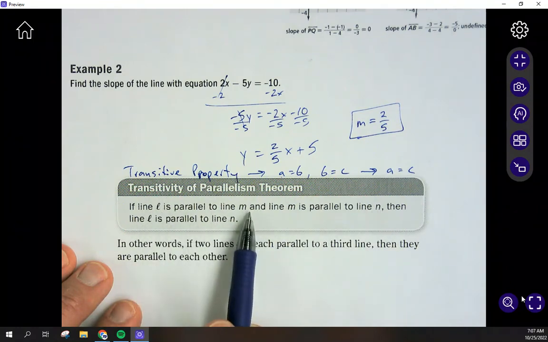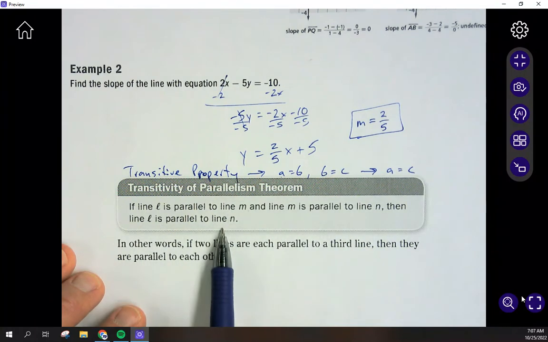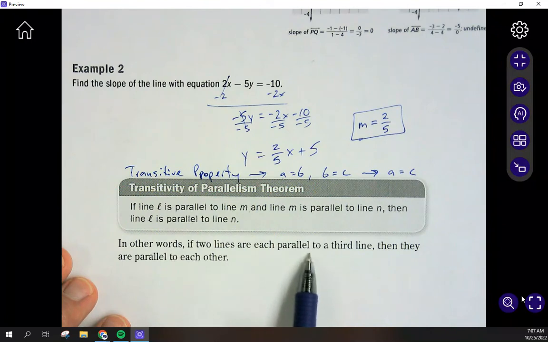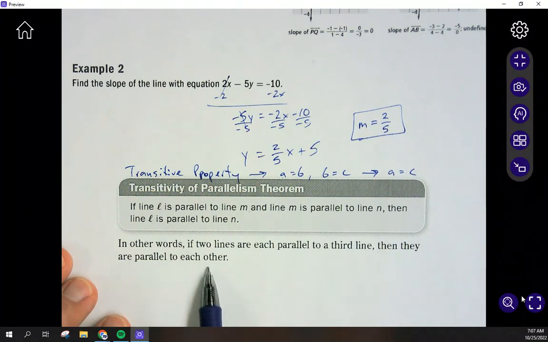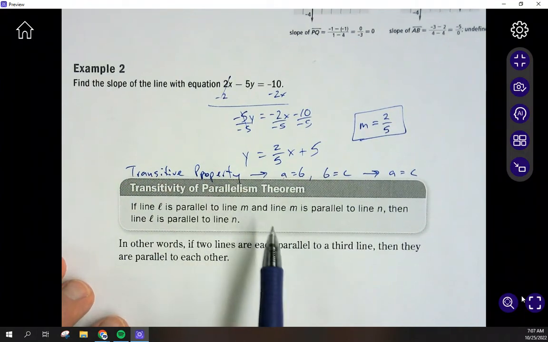So 2 lines are parallel. This one's parallel to another one. That means the first and the third are also parallel. That's what it says here, in other words: if 2 lines are parallel to a third line, then they are parallel to each other. So taking the transitive property, applying it to parallel lines.